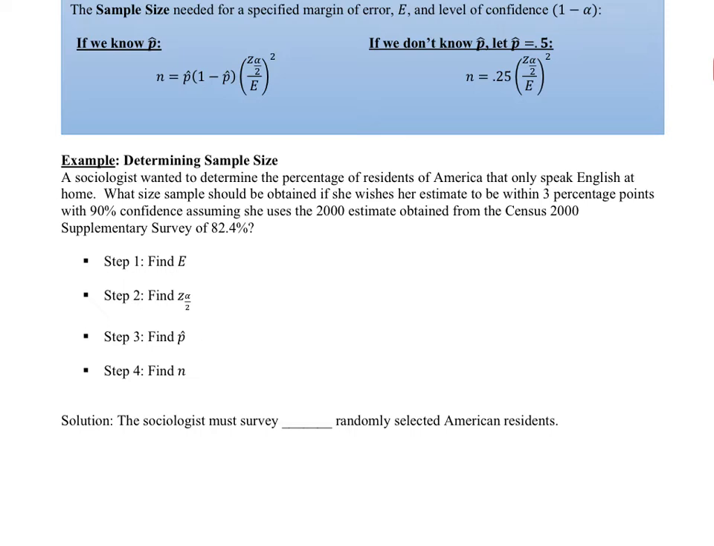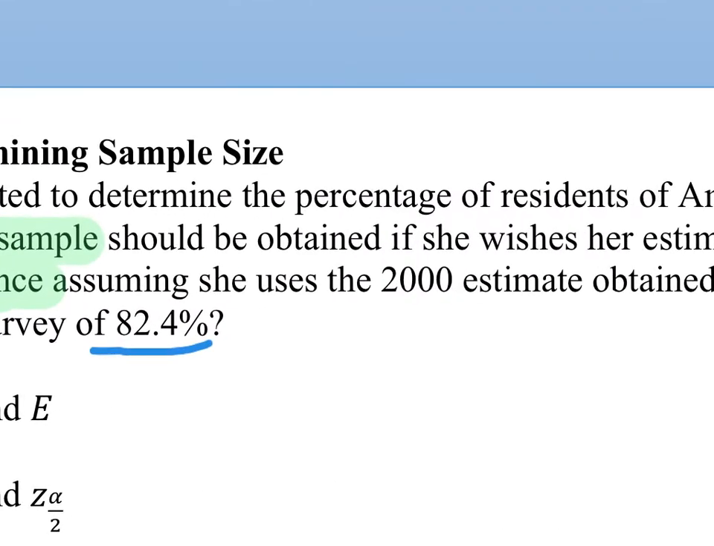So we have a sociologist who wanted to determine the percentage of residents of America that only speak English at home. The question here is, what size sample should be obtained if she wishes her estimate to be within 3 percentage points with a 90% confidence, assuming that she uses the 2020 estimate obtained by the Census 2000. So her estimate is 82.4%. So that's our p hat. So we're going to use this estimate. We think that p hat is about 82.4% or 0.824. All right?